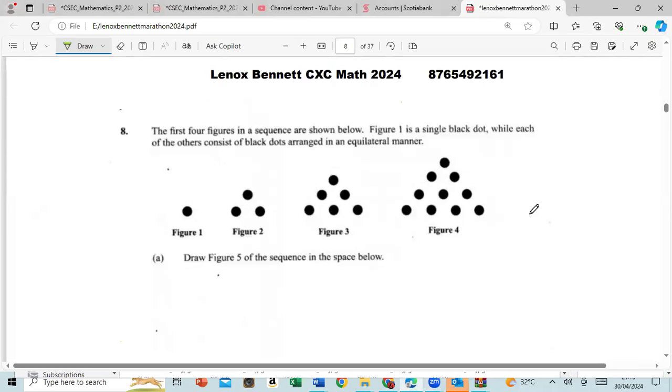As you can see, figure 1 is just one dot. For figure 2, how I do it, I associate numbers with them. So these are 2, this is 1. You see? And you find the pattern. Figure 3 is 3, 2, 1. Figure 4 is 4, 3, 2, 1. So that means figure 5 should have 5 of them.